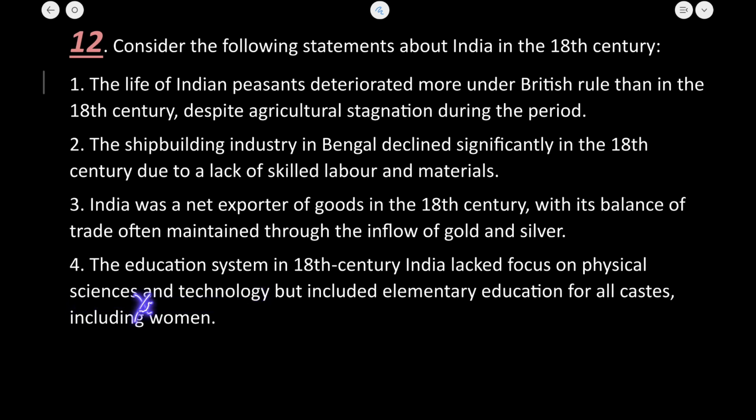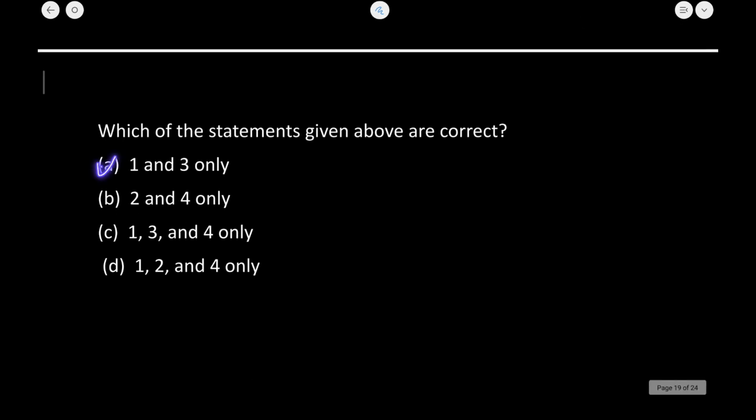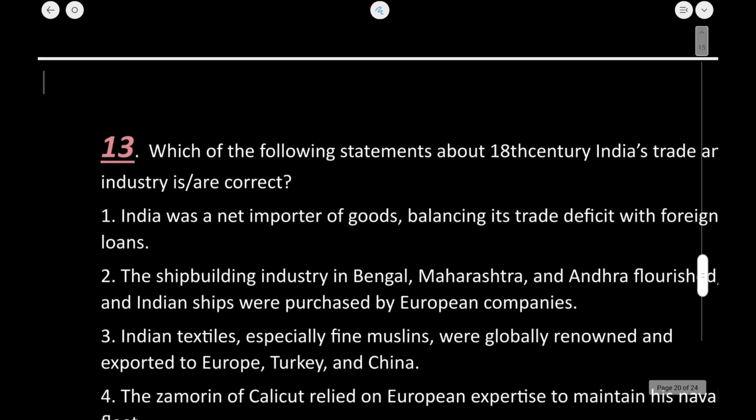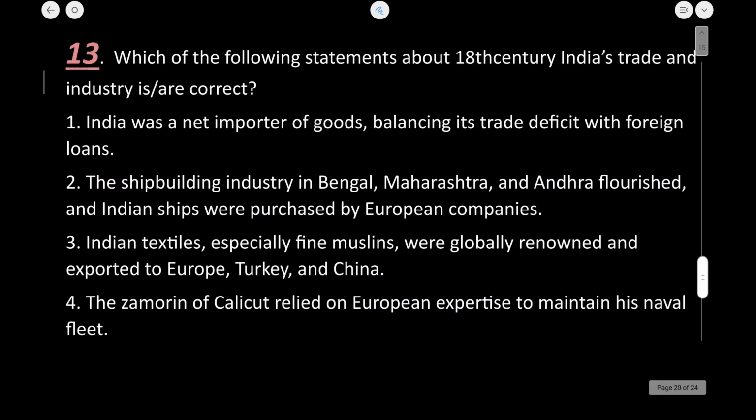ठीक है, हमारा करेक्ट आंसर क्या हो जाएगा? 1 and 3 स्टेटमेंट हमारा करेक्ट है. अगर हम फोर्थ को एलिमिनेट भी कर देते हैं तो we will directly come to our answer, that is 1 and 3. I hope this is understood. Let us now see the next question.